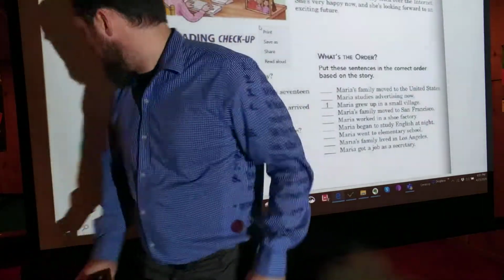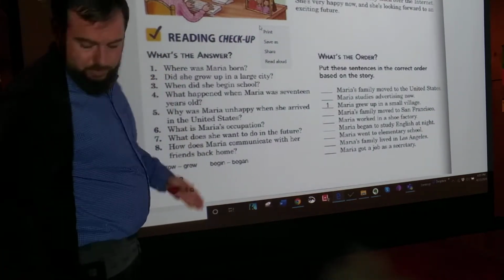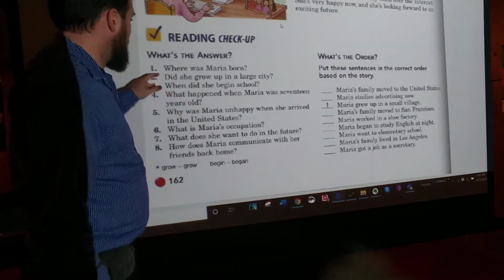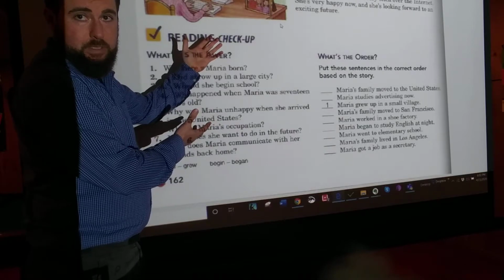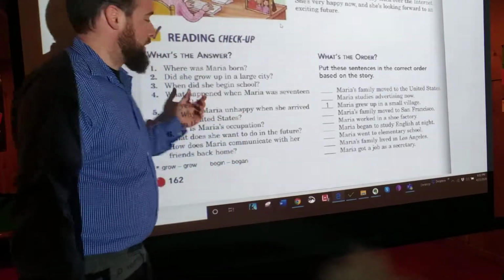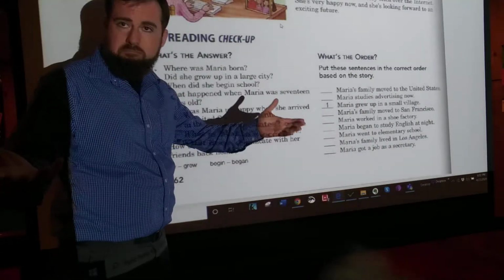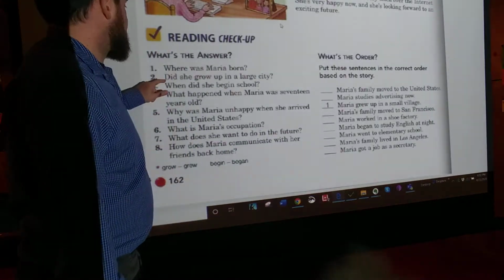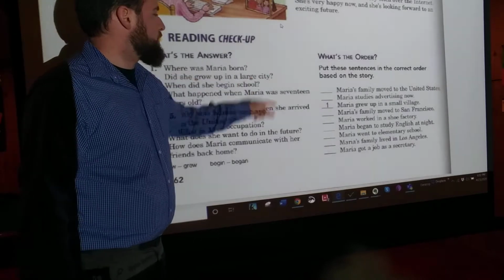So first, over here, you have a list of questions that you're going to answer, such as, like this, number 1, where was Maria born? You're going to read the story, and then on your separate sheet of paper, I want you to write number 1 and write, Maria was born in where? Okay? And then number 2, you see number 2, it said, did she grow up in a large city?